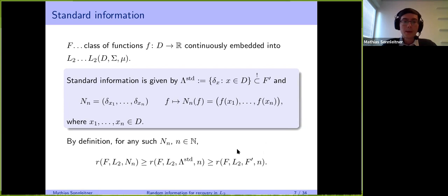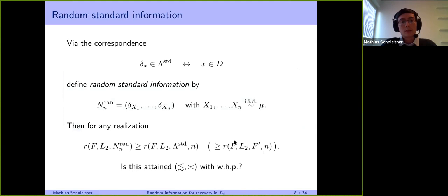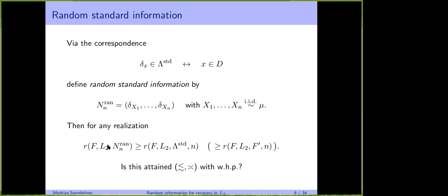And how can we define then the random standard information? Via this correspondence between linear measurements, delta functionals, and the points themselves, we can define random standard information by taking random measurements based on random points, which are identically distributed with respect to the measure mu, where we measure the L2 error. And this is somewhat natural, because in the L2 approximation problem, we give more weight to some regions where we have large measure mu. And here we want to have more points. One can also define, of course, other notions of random information, but this is the one I will use here.